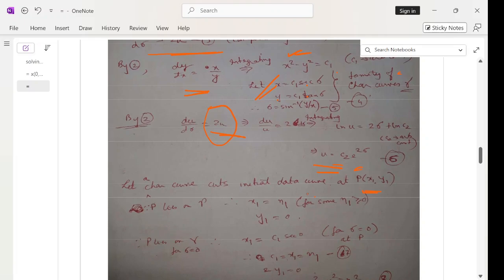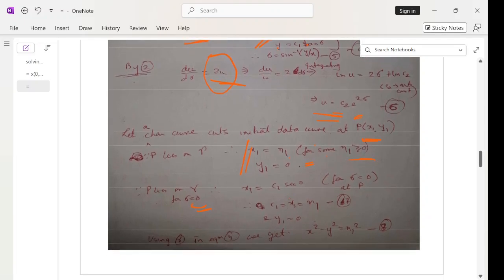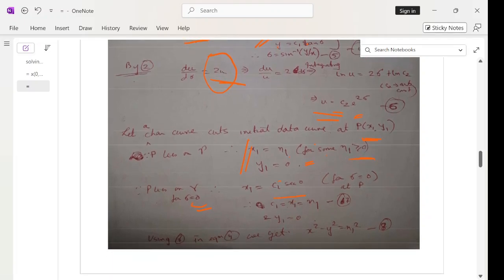So this point lies on capital Gamma. That means you can put like this: x1 equals to eta 1, with eta 1 now greater than or equal to 0, and y1 equals to 0. Again, P lies on the characteristic curve for sigma equals to 0. So that allows us to write x1 equals to C1 sec 0. So C1 becomes fixed via eta 1. So C1 equals to eta 1 and y1 is 0.